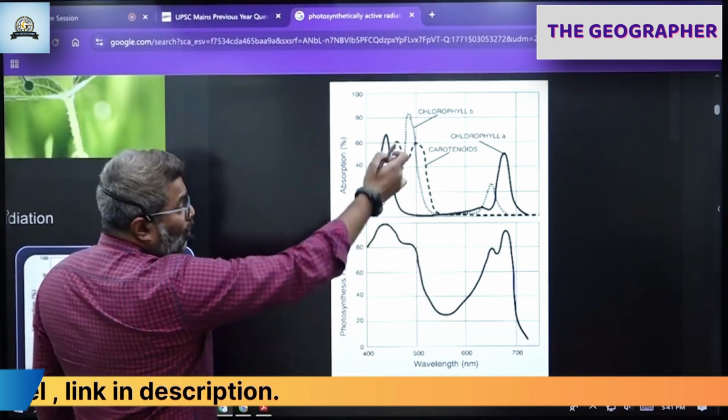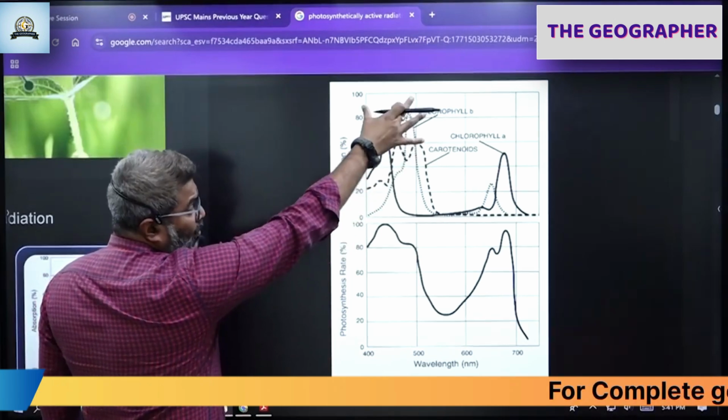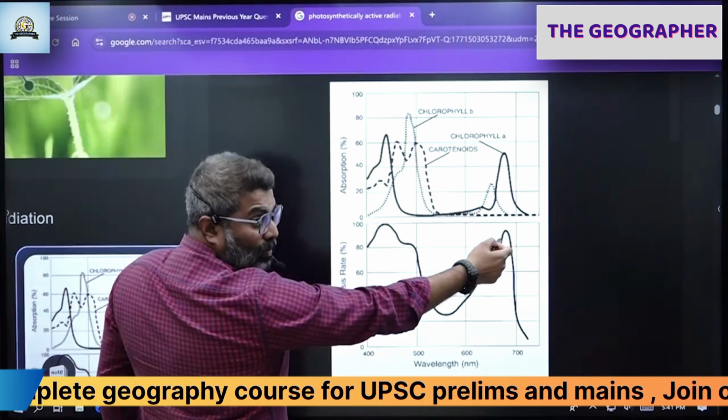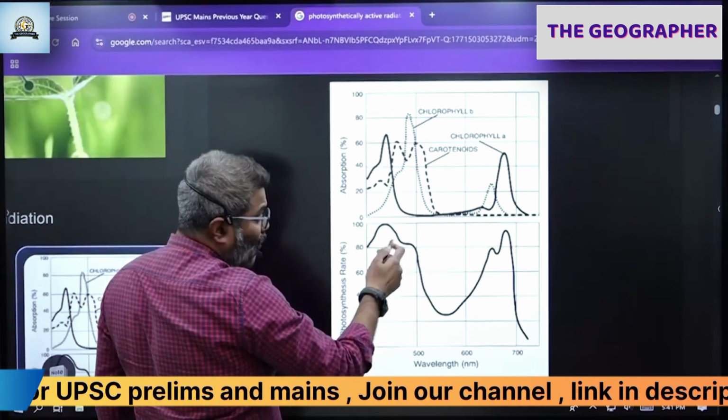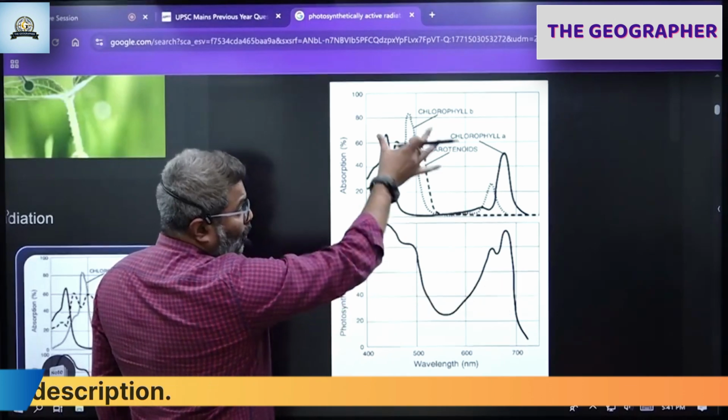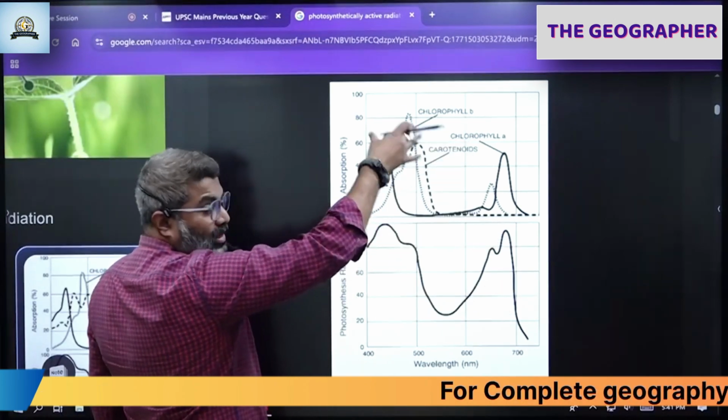So this is where chlorophyll A and chlorophyll B absorb most of the radiation. And then again at yellow, you can notice the blue wavelength and yellow. So that is where most of the photosynthesis takes place.